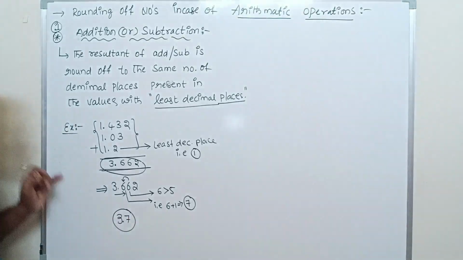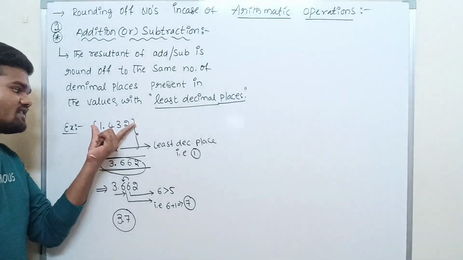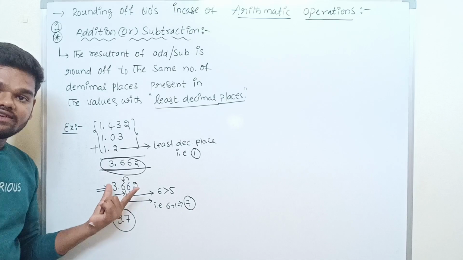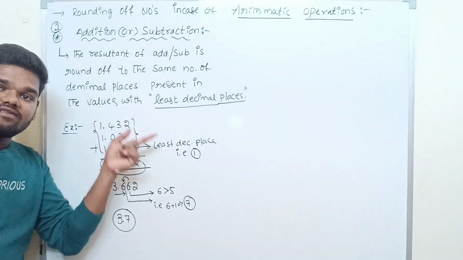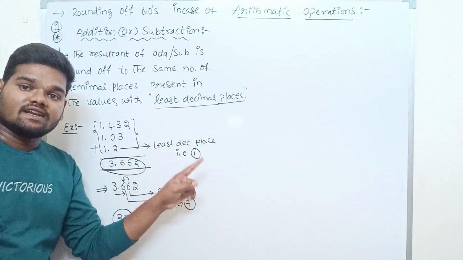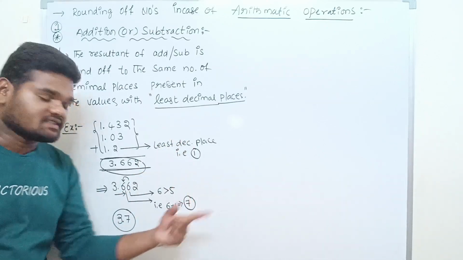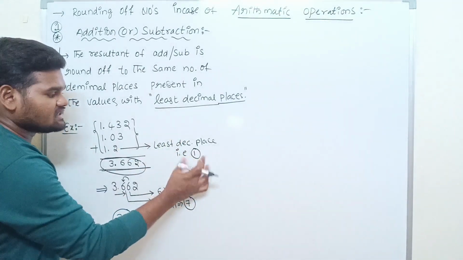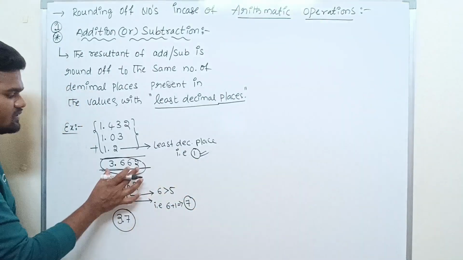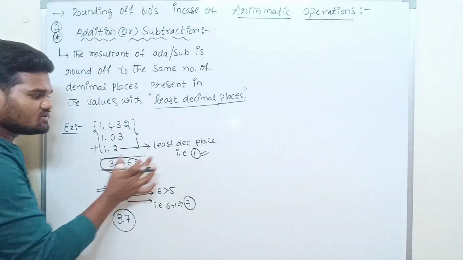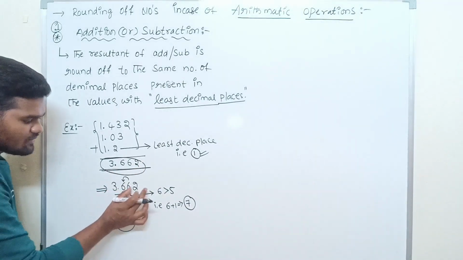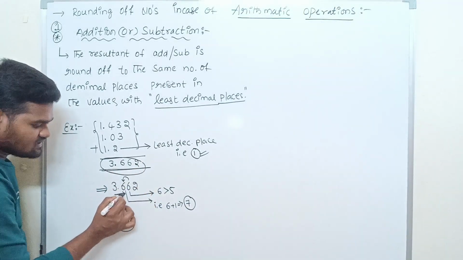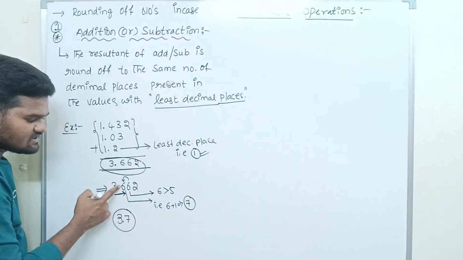So the total answer is 3.7. Are you getting it? So in the case of addition or subtraction, how do we round off? In the values that were added, we check which number has the least decimal places. 1.2 has the least decimal place, that is 1. Now we round off the resultant up to that decimal place. The result we got is 3.662, so we round off the first decimal place, that is 6.